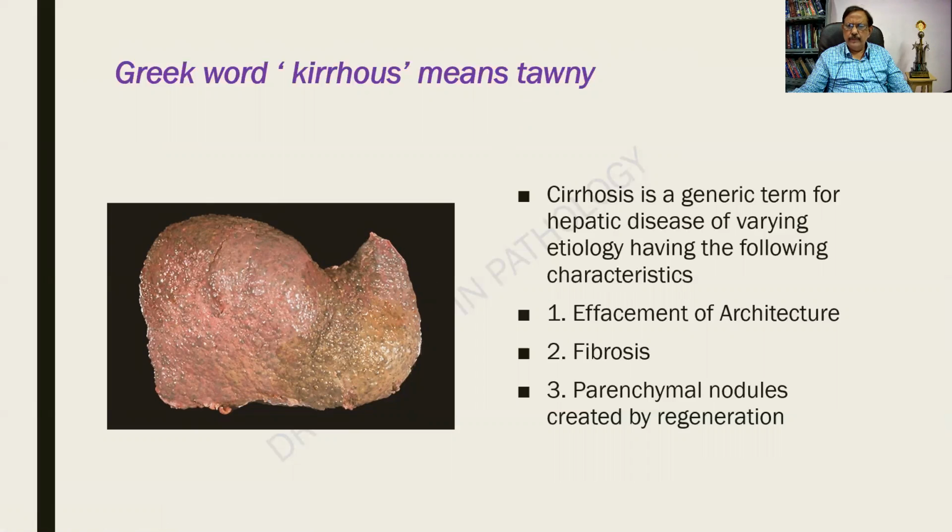And the basic thing that we will have to remember about cirrhosis will be these three things. 1. Effacement of architecture. 2. Fibrosis. And 3. Regeneration of the parenchymal nodules. Effacement of architecture, fibrosis, and parenchymal nodules. Architecture itself is a relationship of one part of the tissue to another.